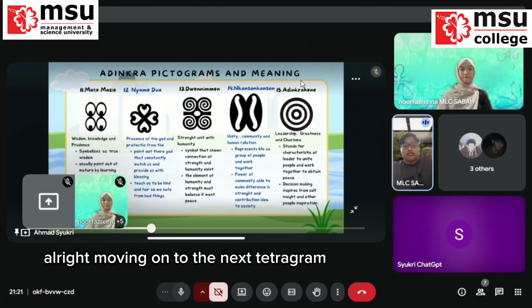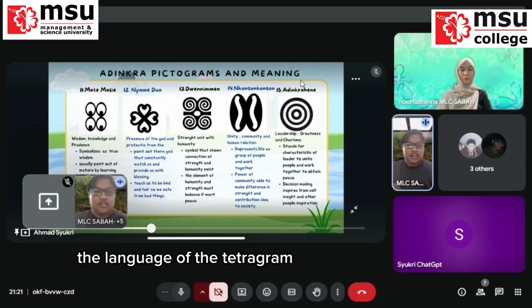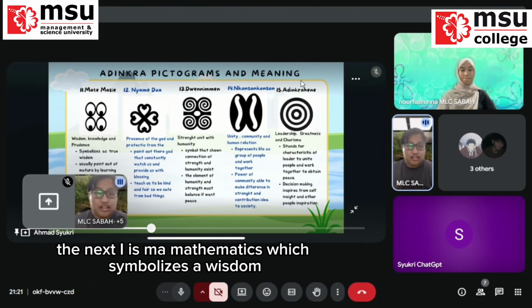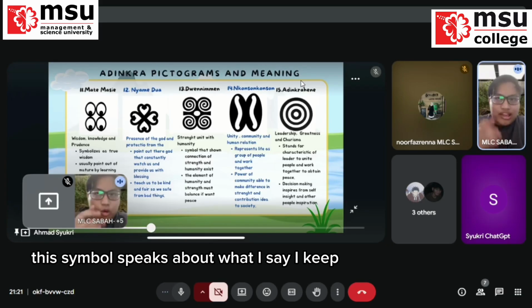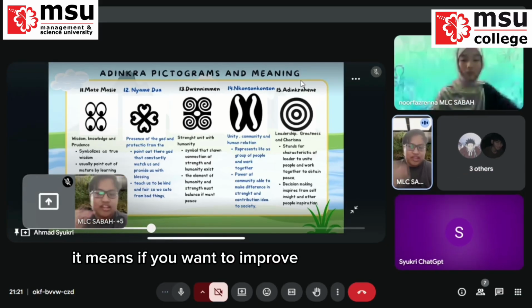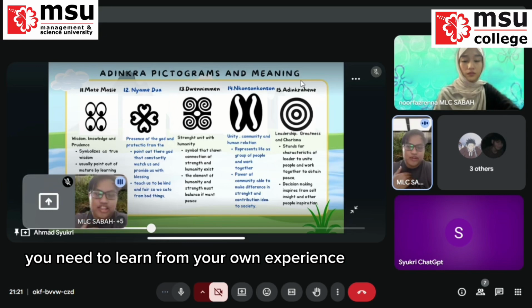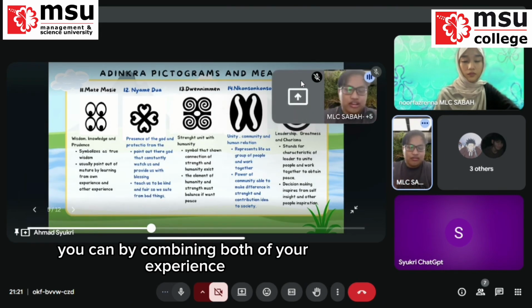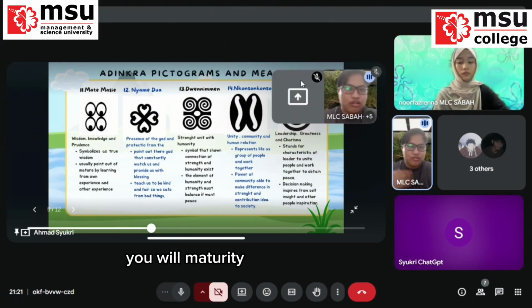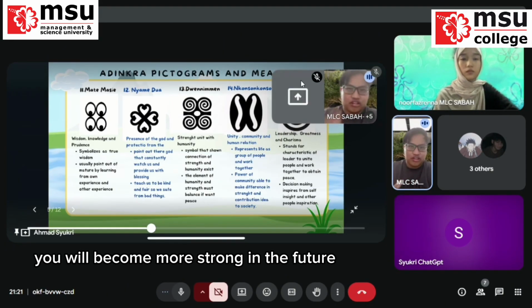Alright, moving on to the next pictograms, the language of the pictograms. The next is Mate Masie, which symbolizes wisdom, knowledge, and prudence. This symbol speaks about "what I heard, I keep." It means if you want to improve, you need to learn from your own experience and other people's experience. By combining both, you will mature. You will become stronger in the future.